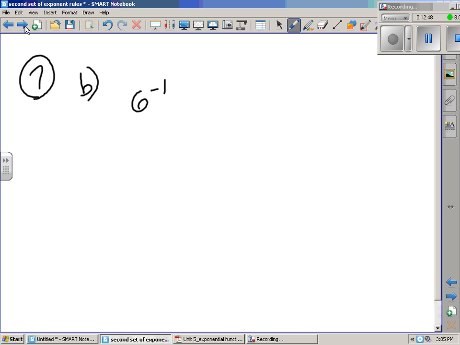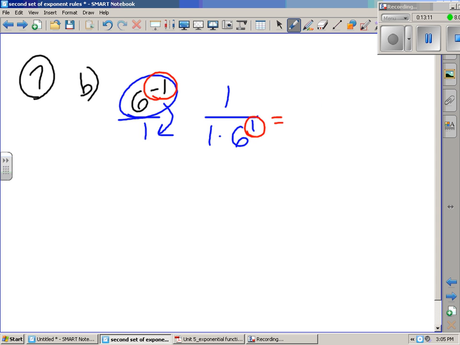Let's look at example B. In example B, we have 6 to the negative first, so I'm going to put that over 1. Then I'm going to flip this over the fraction bar. What is left in the numerator is the hidden 1. And then in the denominator, you have 1 times 6 to the power of 1, because the exponent changes from a negative exponent to a positive exponent when it flips over the fraction bar. And then I simplify. So 1 times 6 to the first is 6 to the first. So we really get 1 over 6.